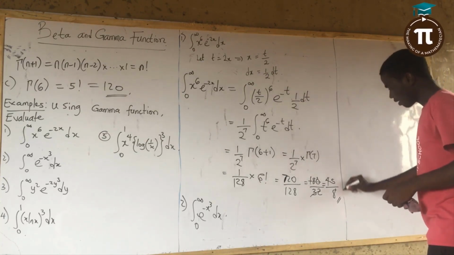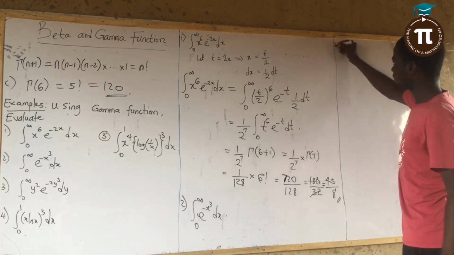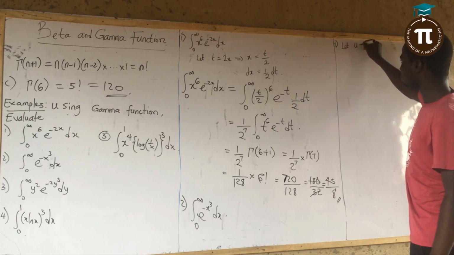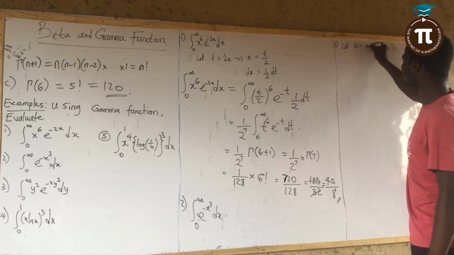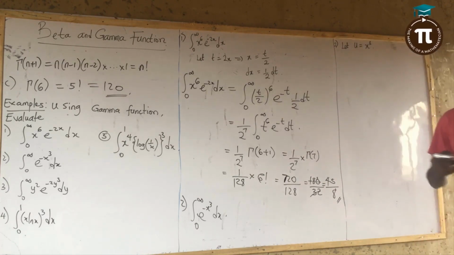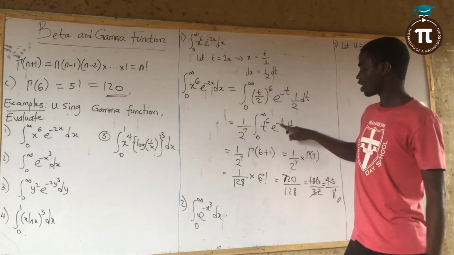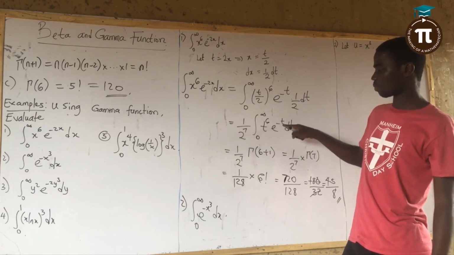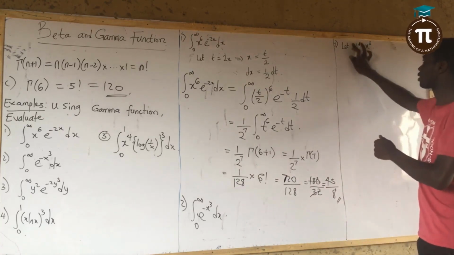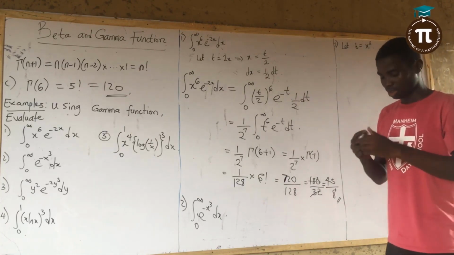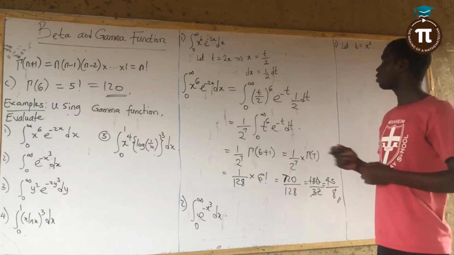Well, in this case, the first thing to do here in number 2 is to let u or t, whichever one you want to use, be equal to s raised to power 3. Why did I make it s raised to power 3? I just want something like e raised to power minus t or e raised to power minus u. Let me use t, so that I'm not adding too many variables.